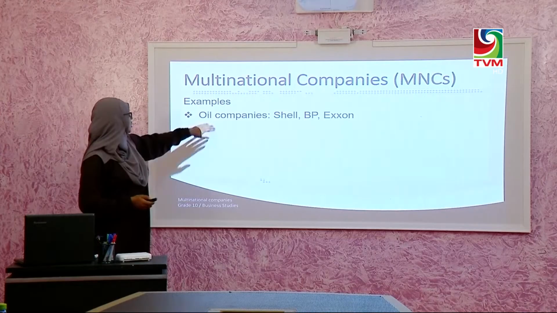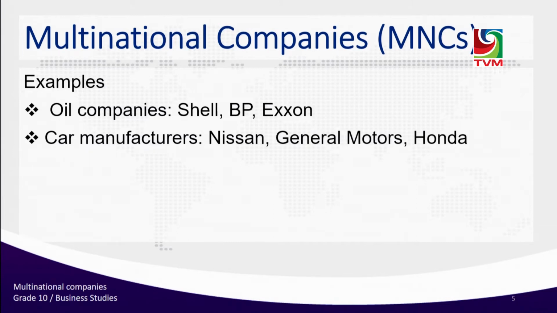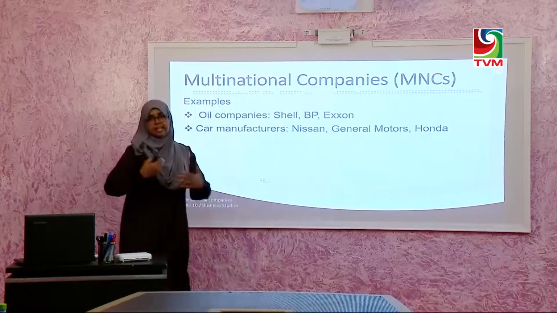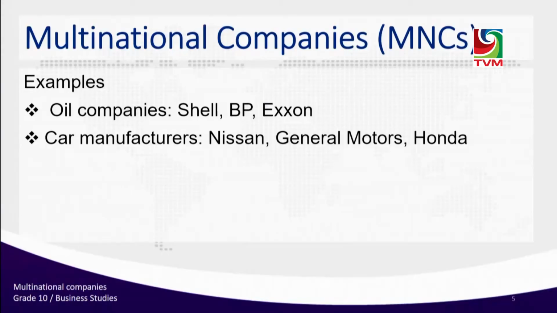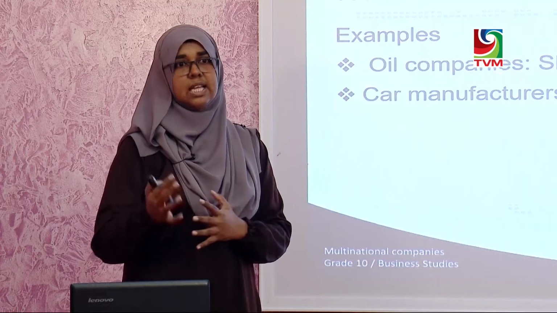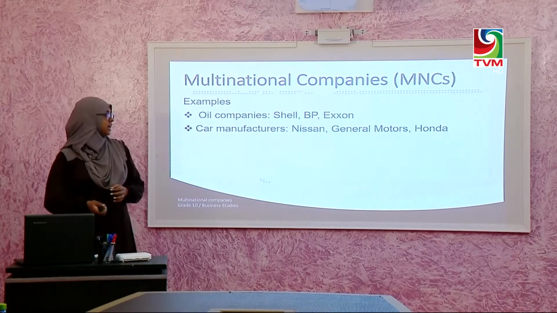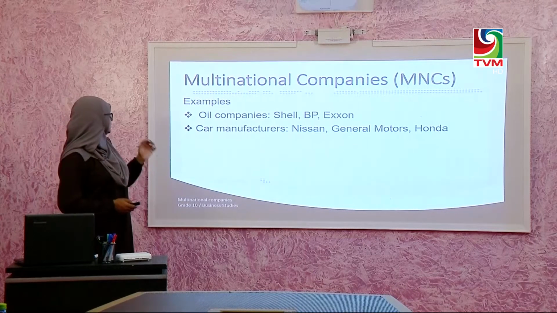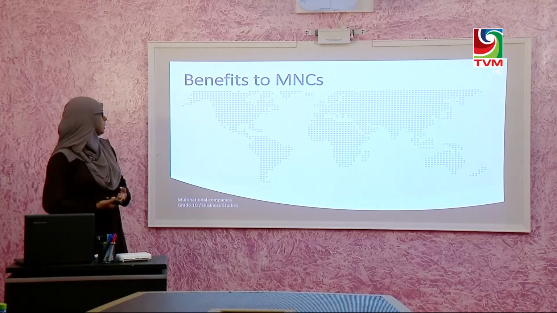So here are some examples. For example, if we consider oil companies, famous brands like Shell, BP and Exxon can be considered. In car manufacturers, Nissan, General Motors and Honda. When we talk about General Motors, if we search about it, we can see that 396 facilities or factories are located in more than 6 continents of the world. So they have worldwide operations. So why are businesses becoming multinationals?